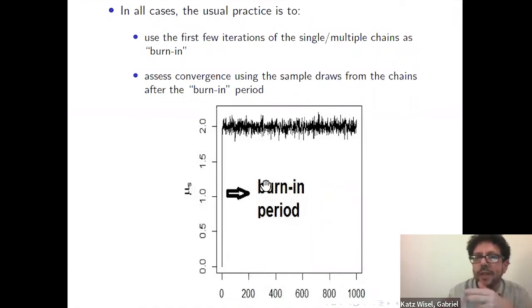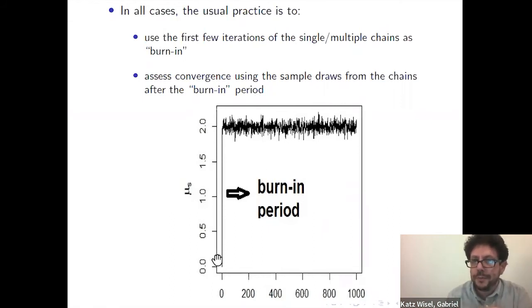This figure here is a plot taken from the exercise we already conducted using Gibbs sampling to draw inferences about the mean and the variance of a normal distribution. This is a plot of the values, the samples of mu drawn using Gibbs sampling.